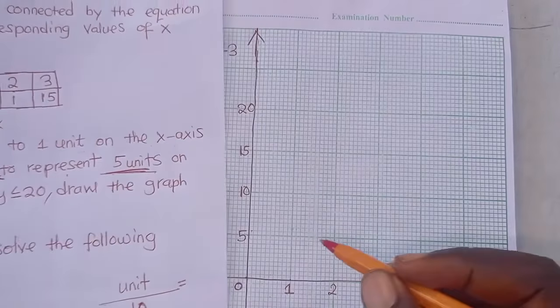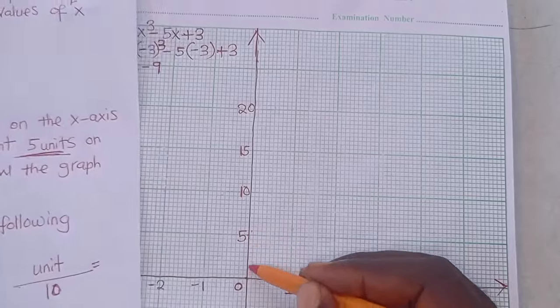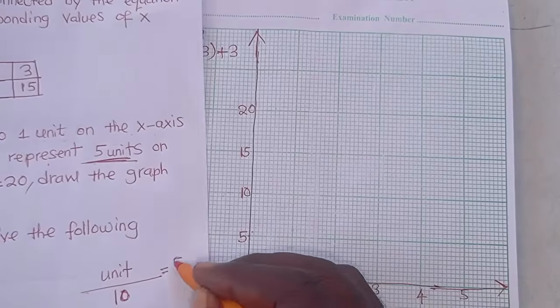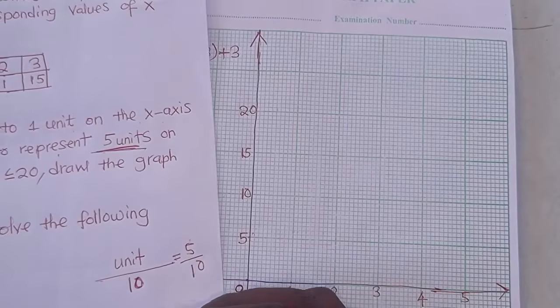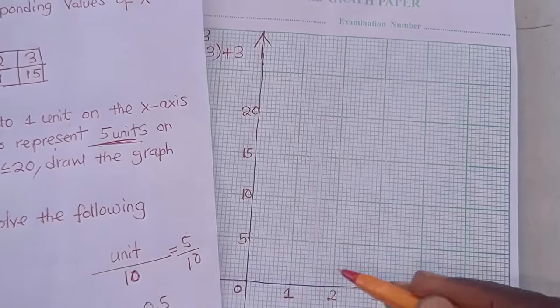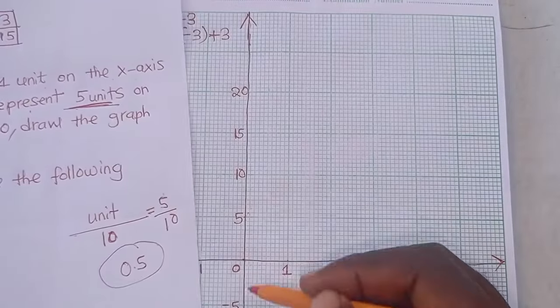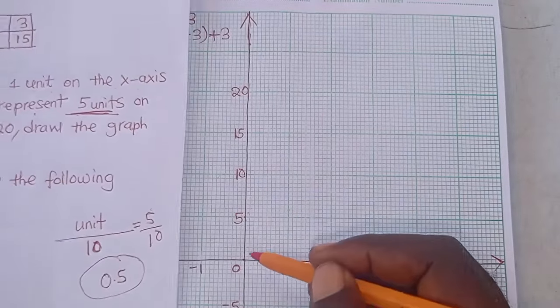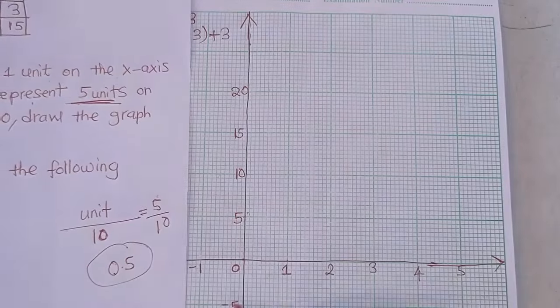I say, okay, units, they're saying from here, that is 5 units, isn't it? Have you seen 5 units? So 5 over boxes, they are 10. If you divide there, you are going to get 0.5. Have you seen? So a box is 0.5. The small box on the y-axis, it is 0.5. Meaning 2 boxes, it is 1. 0.5 plus 0.5, it is 1.